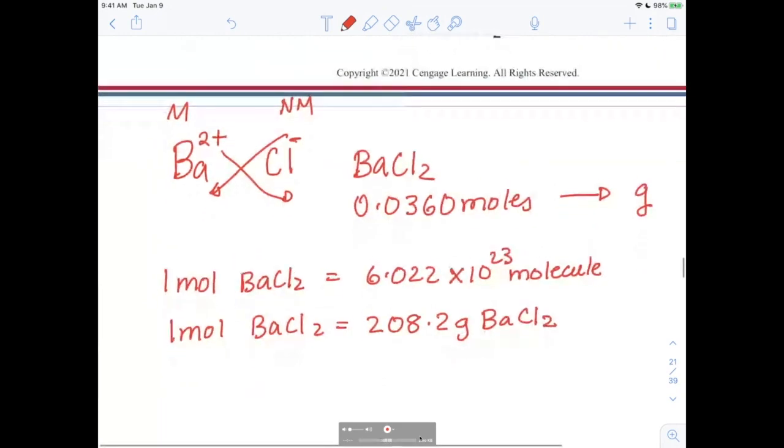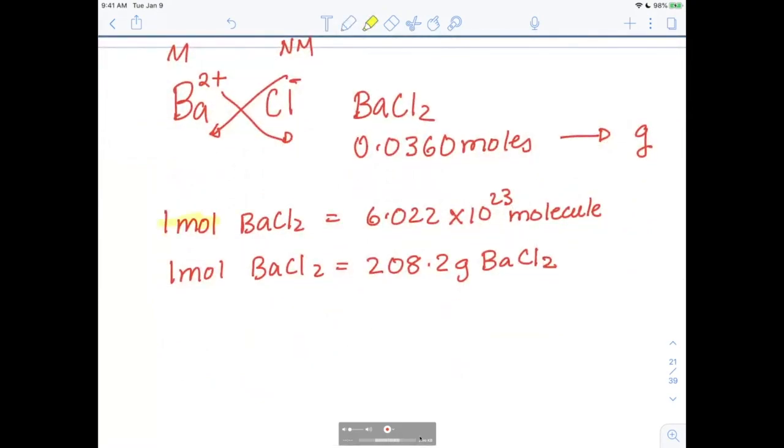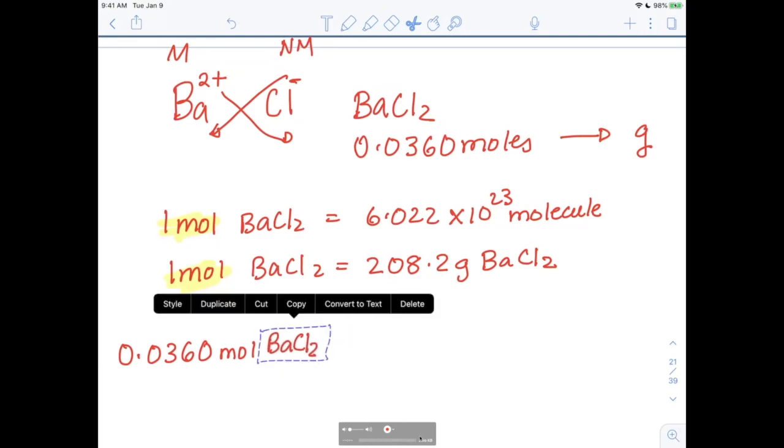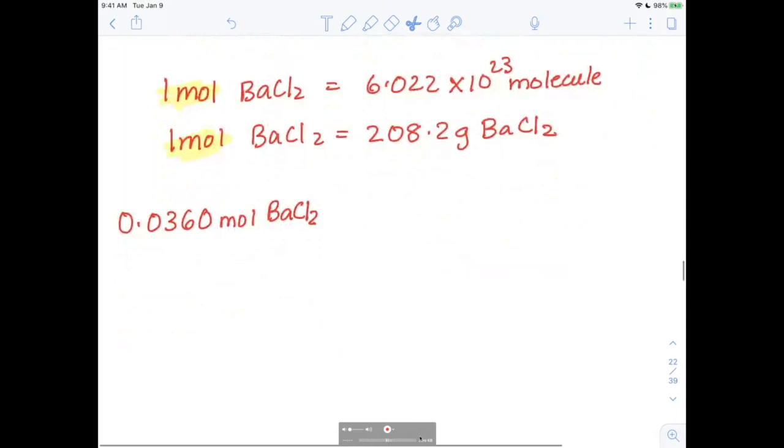Okay, so I'm going to set up my conversions, right? I have 2 mole conversions to pick from. I can pick the top one or the bottom one. So I'm going to start with this. I start off with what's given, 0.0360 moles of barium chloride. Let me write this differently, MOL, because I want the letters to match. Do they have to match? No, they have to mean the same thing, though. It's those small things.